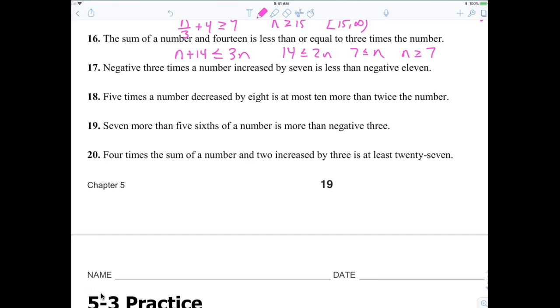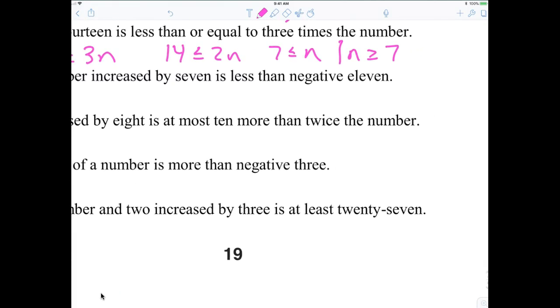Listen, I know for a fact that on standardized tests, that's the answer. So I always try to teach to the standardized test to get you prepared for that. All right? No standardized test leaves it as 7 is less than or equal to n.